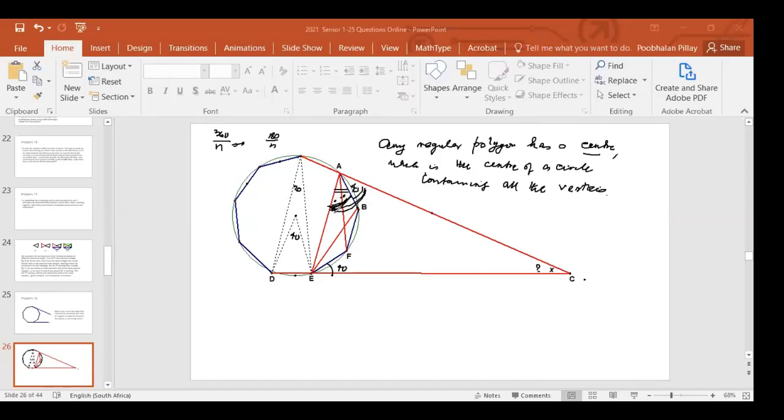20 plus 20. So the whole angle is 80. Entire angle is 80. And you can use exactly the same argument to conclude that this angle is also 80. So then you've got 2 angles of this red triangle. They add up to 160. So the third angle will have to be 20 degrees because all of them add up to 180. So x is 20.